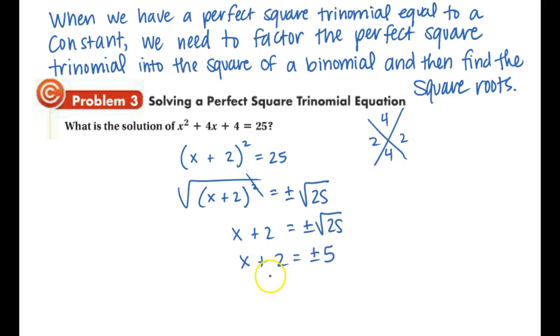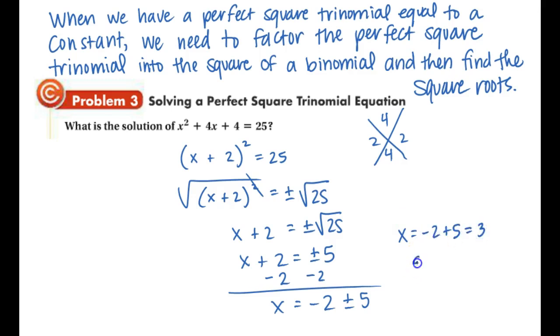And then to get x by itself, or isolated, you want to subtract 2 to the other side. So we have x equals negative 2 plus or minus 5. So we do want to get the solutions from there. That means we either have x equals negative 2 plus 5, which is equal to positive 3, or x is equal to negative 2 minus 5, which is equal to negative 7. So our two solutions for the given quadratic are positive 3 and negative 7.